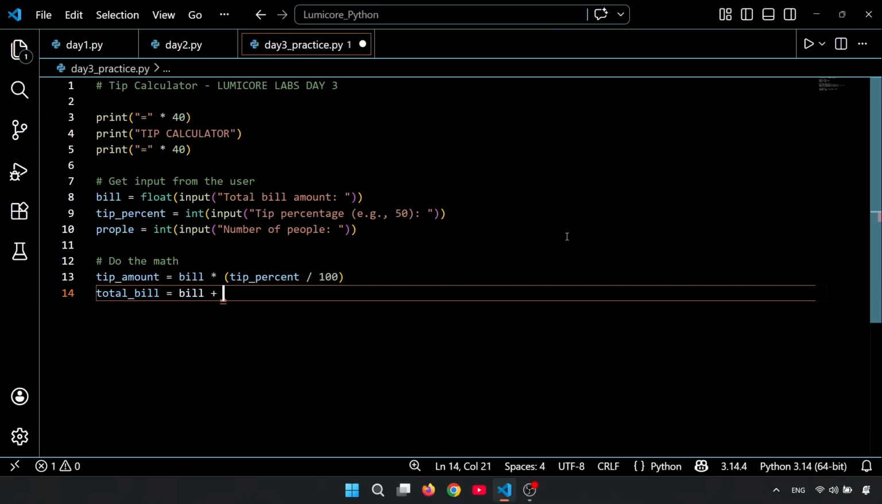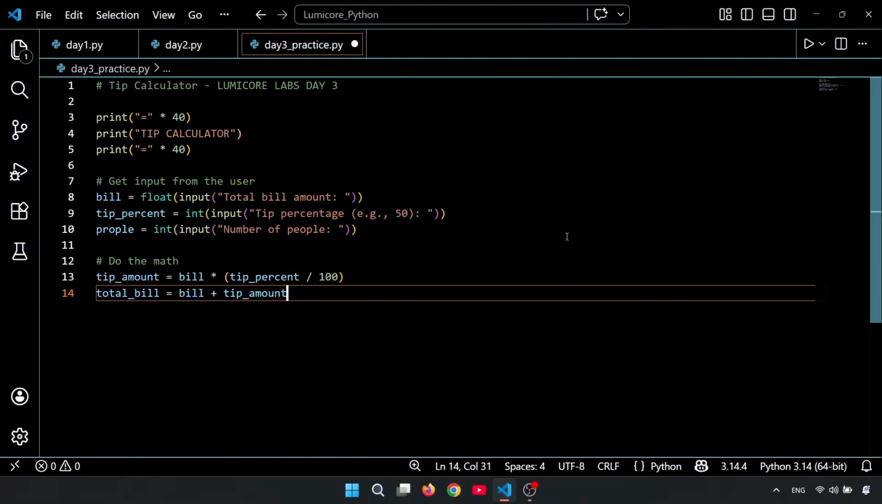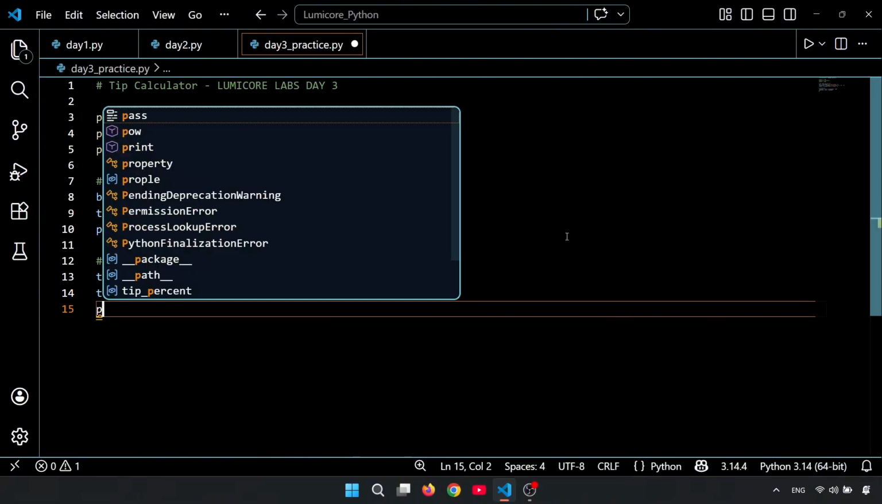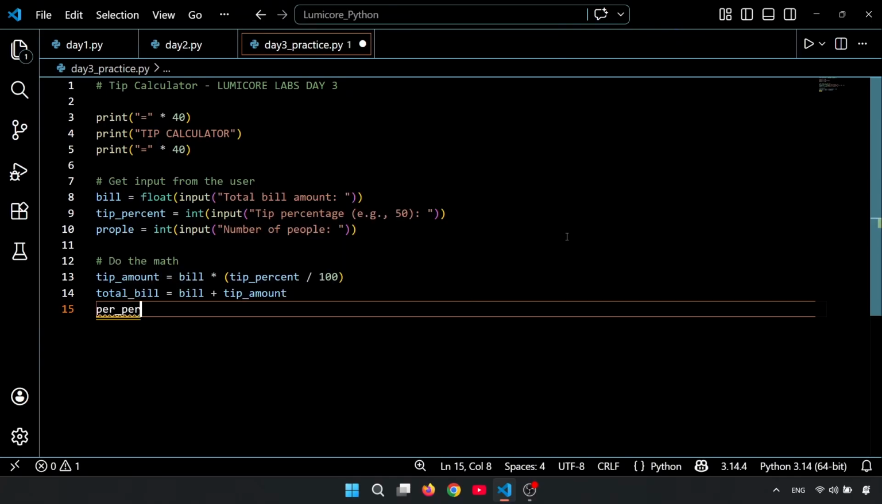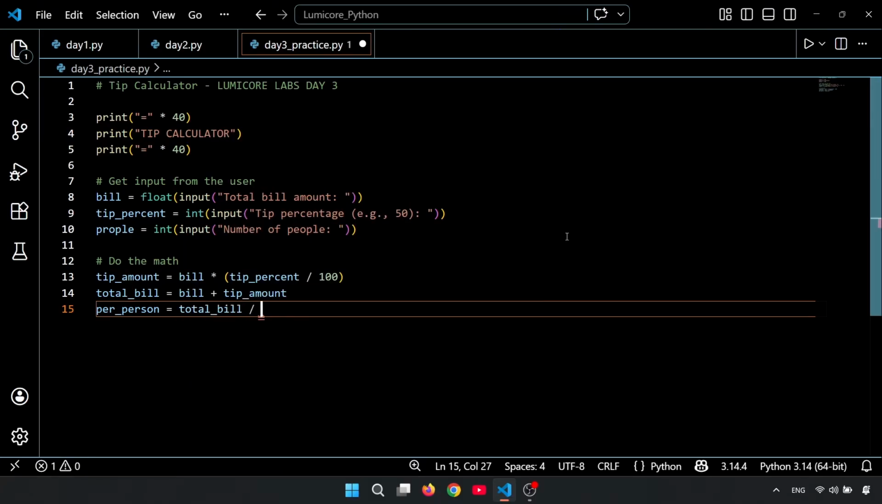Then I add the tip to the original bill to get the total. Simple addition. And finally, I divide the total by the number of people. This gives each person's fair share. 3 lines of math, and we've solved a real-world problem.